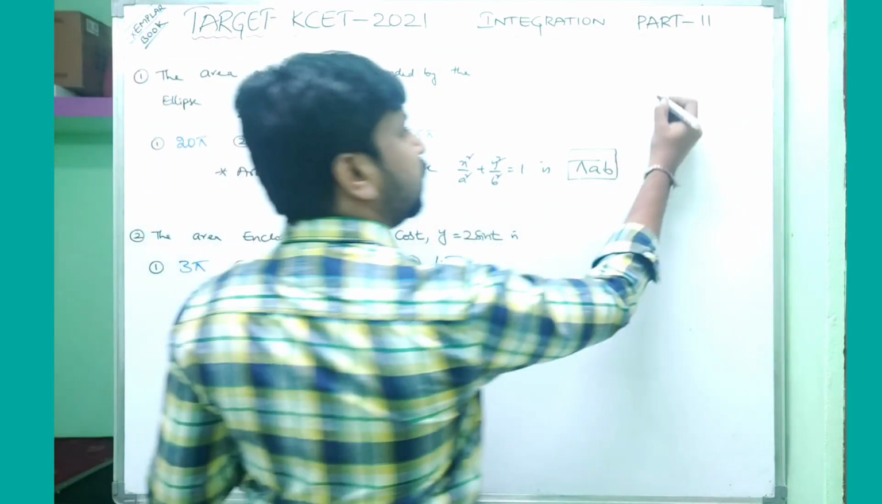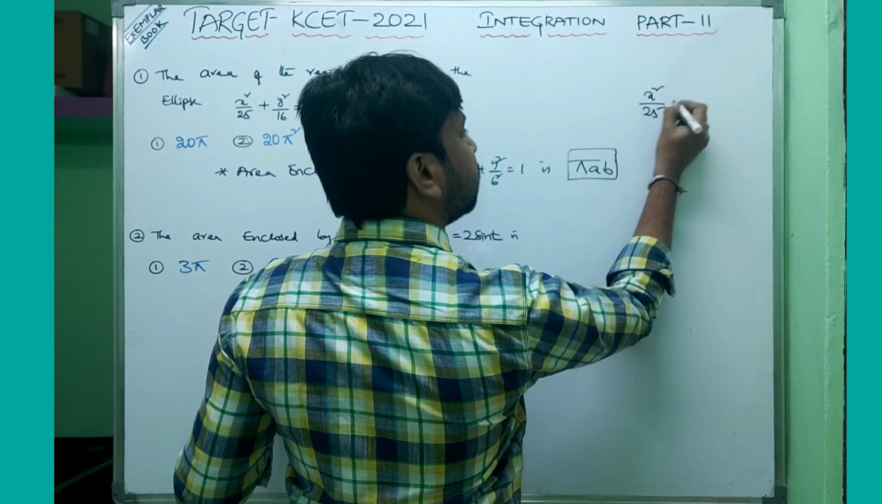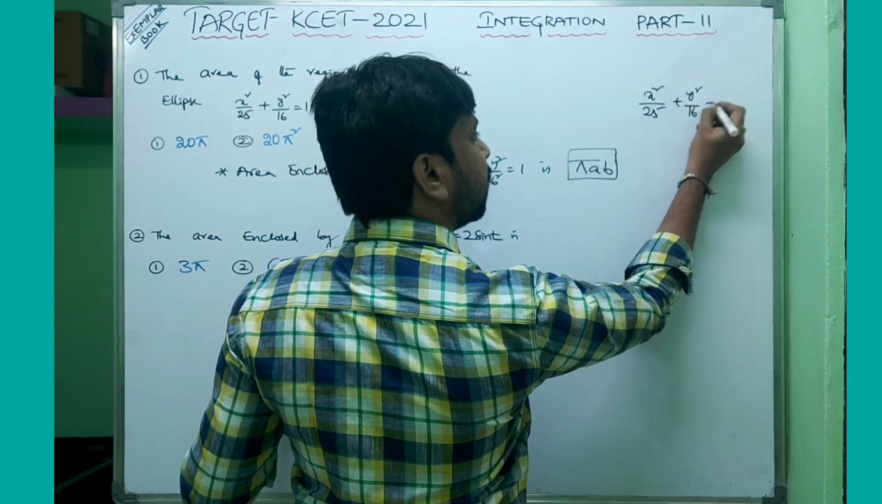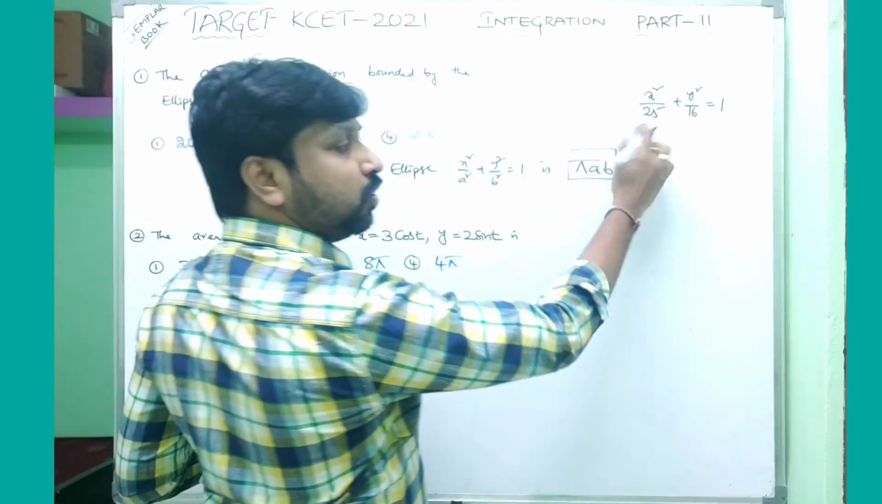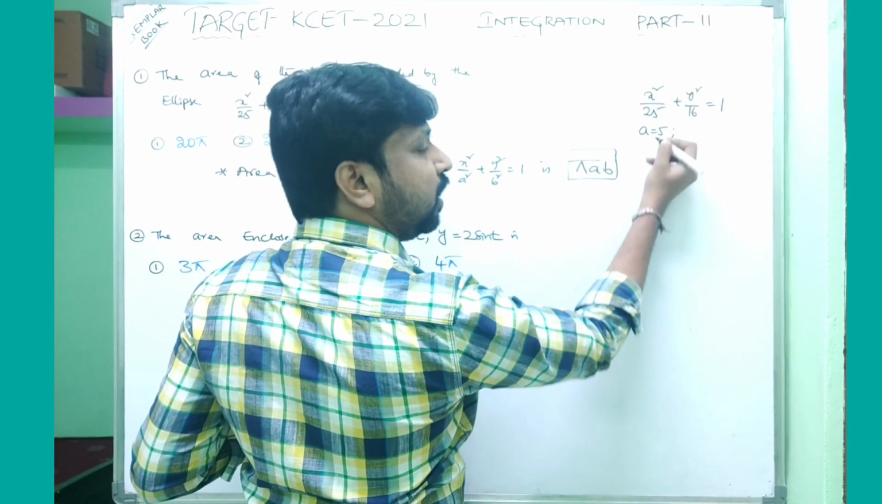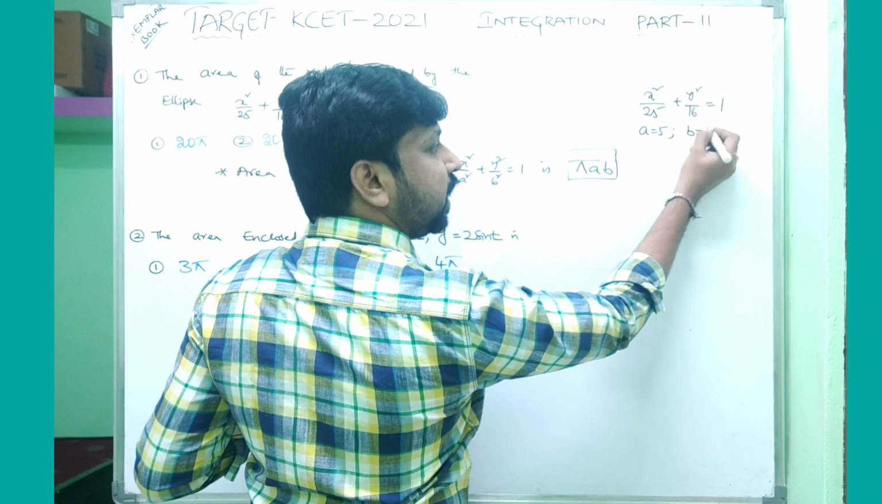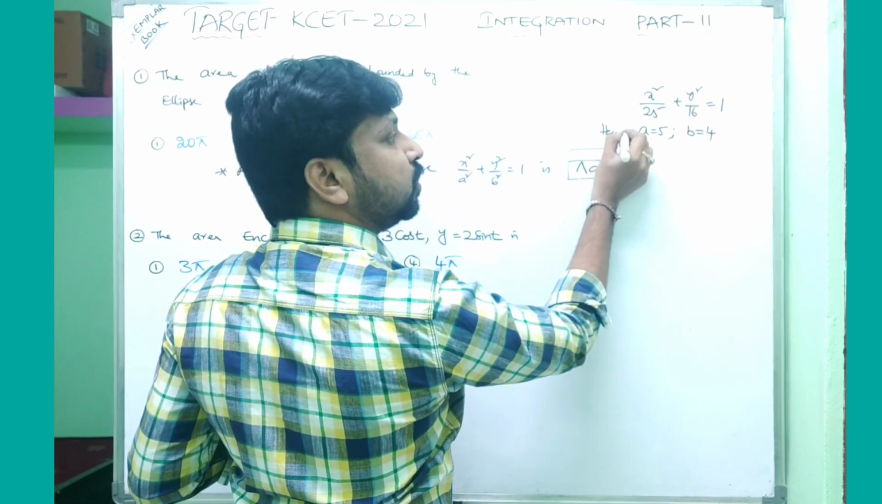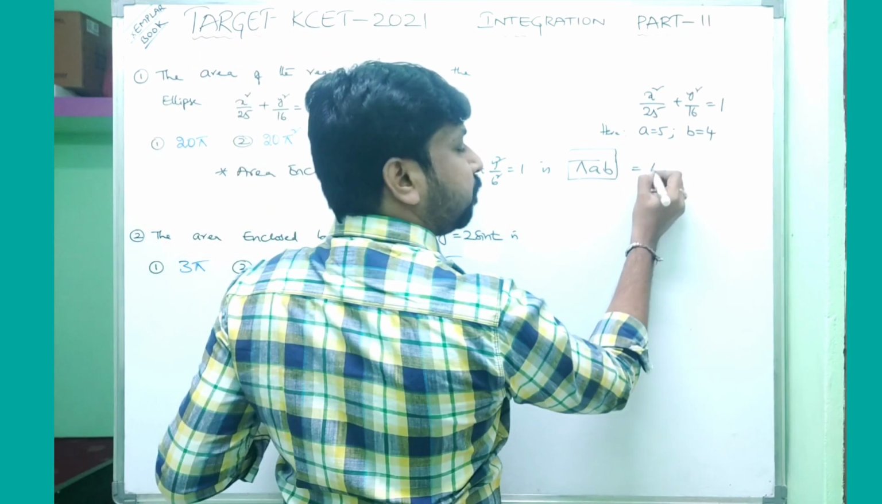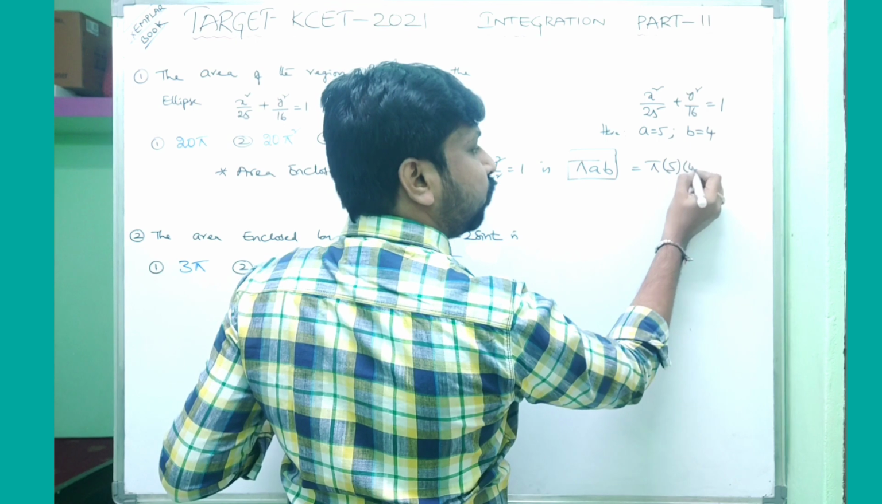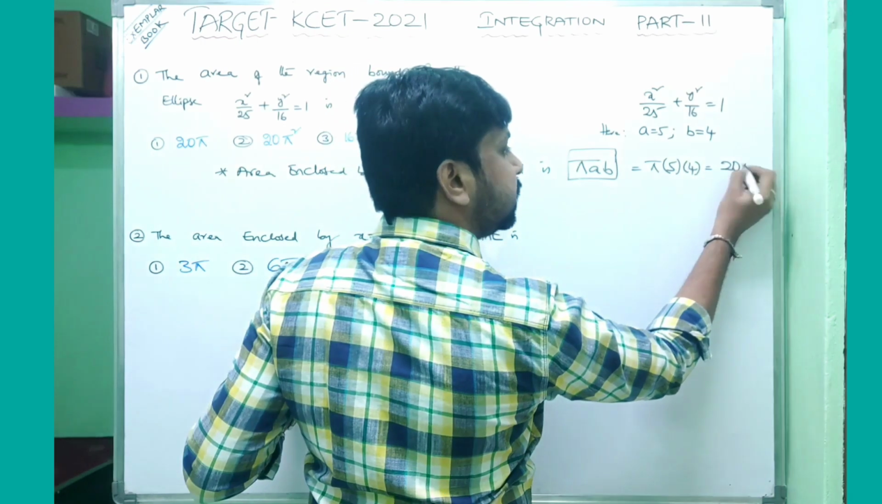Now in the given question, x square by 25 plus y square by 16 is equal to 1 is given. If you observe, a square equal to 25 here, and hence a equal to 5, and b square equal to 16, and hence b is equal to 4 here. So if you substitute, pi times a is 5 and b is 4, and hence 20 pi is your answer.